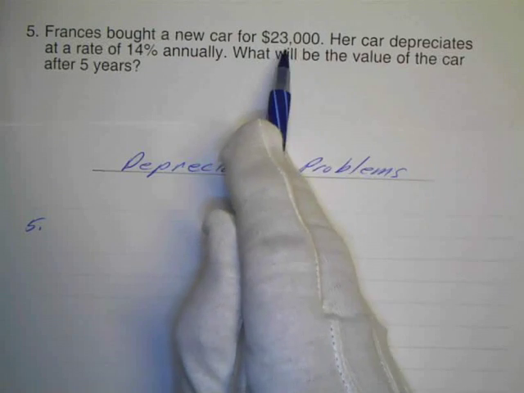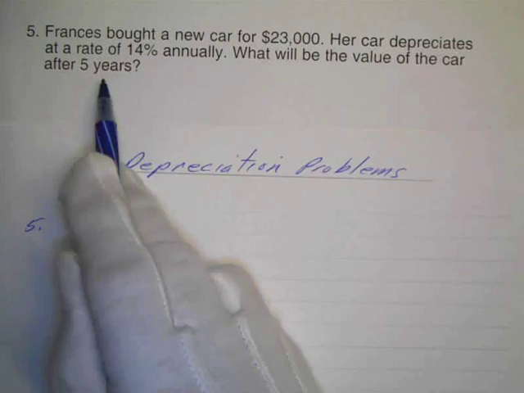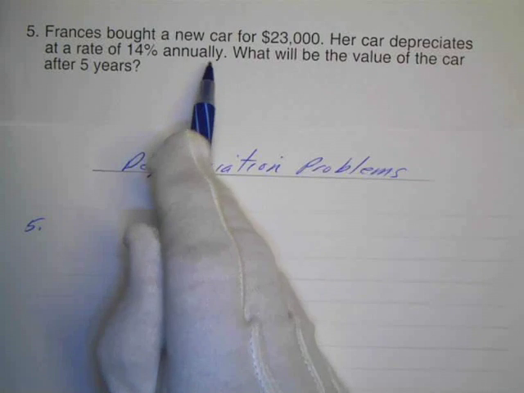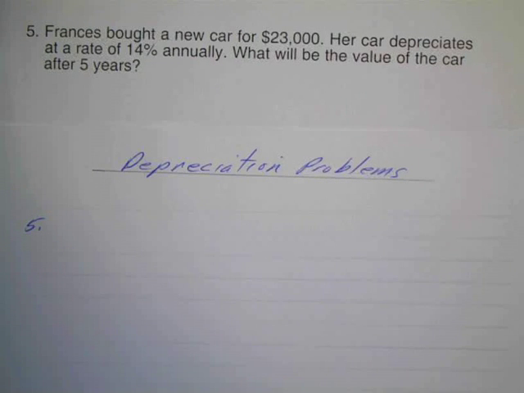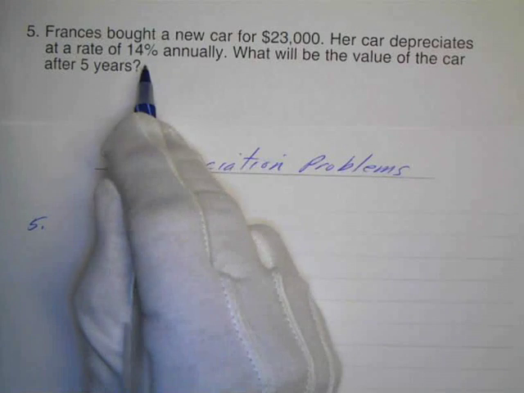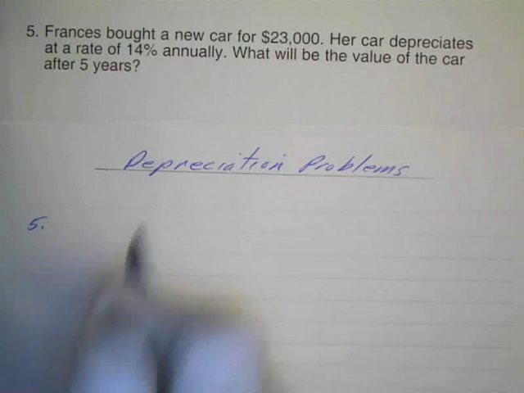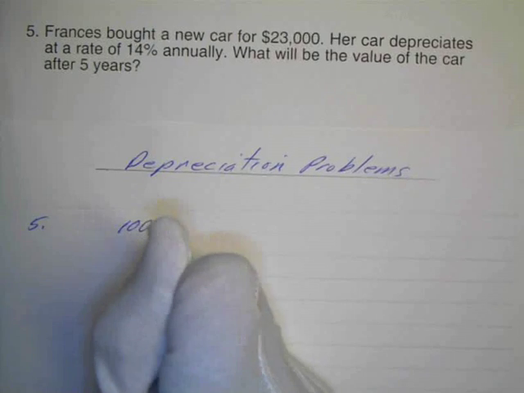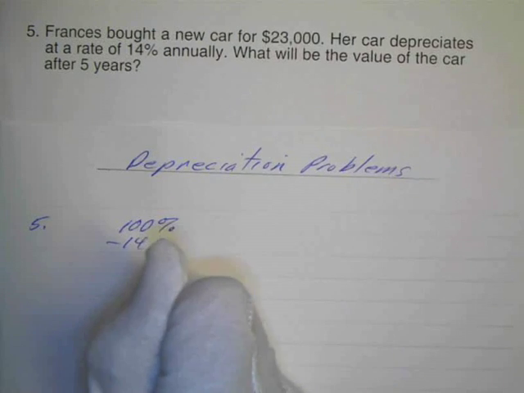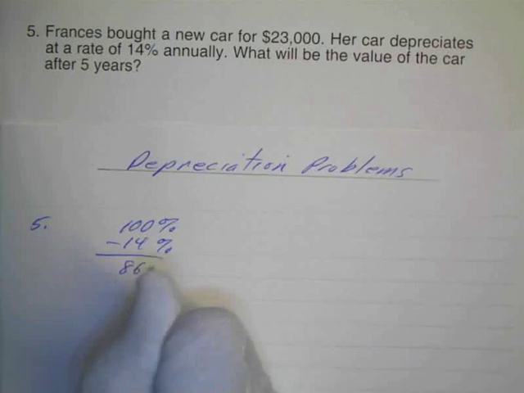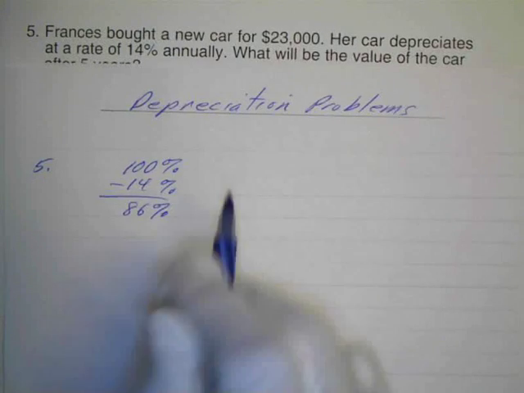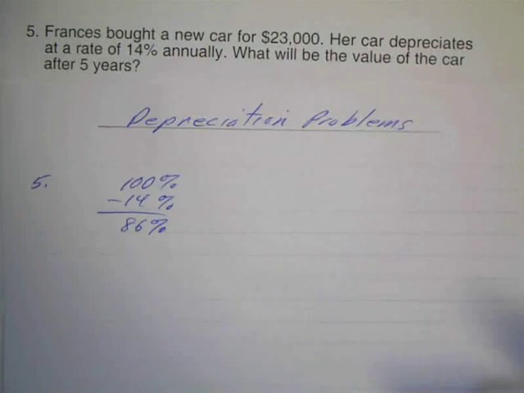Frances bought a new car for $23,000. Her car depreciates at a rate of 14% annually. So every year, it goes down 14%. What will be the value of the car after 15 years? So if every year she loses 14% of her value, what value does she have left? Well, 100% minus 14% equals 86%. So every year she retains 86% of her value.